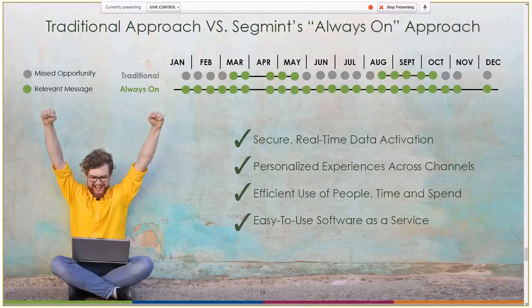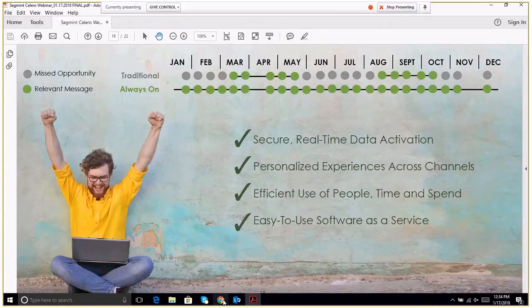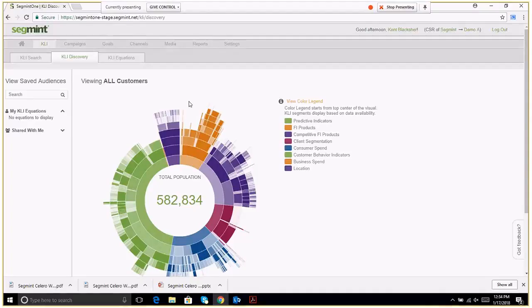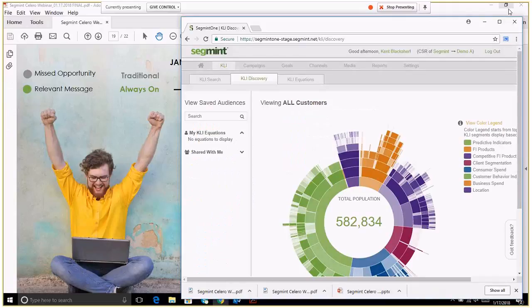So I'm going to hand it over to Kent, and he's going to walk you through some of the interfaces that our customers enjoy to understand their customers and their members better, but to also campaign and message out to those members. Great, thanks Nate.